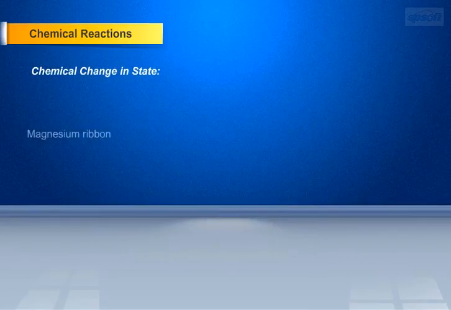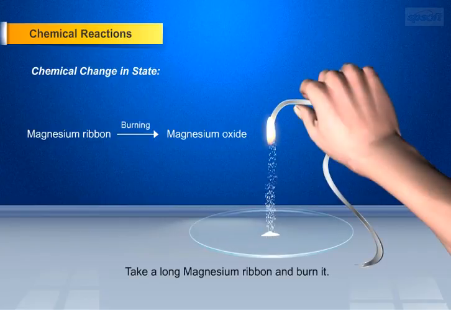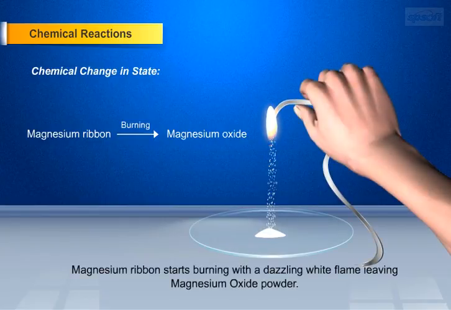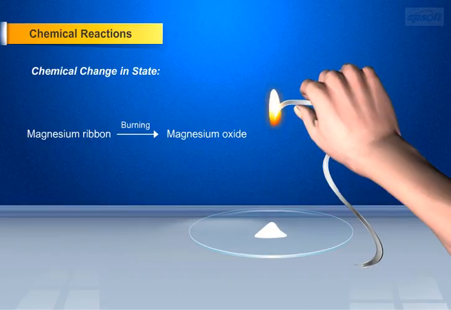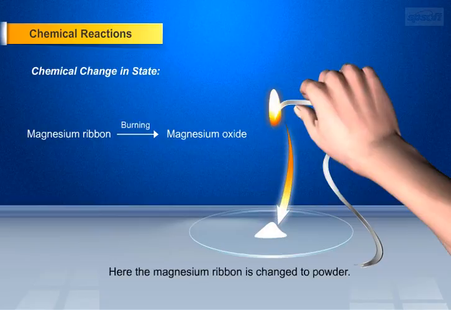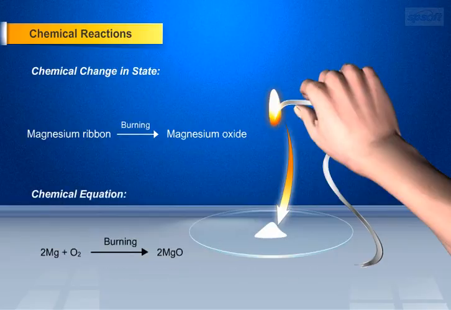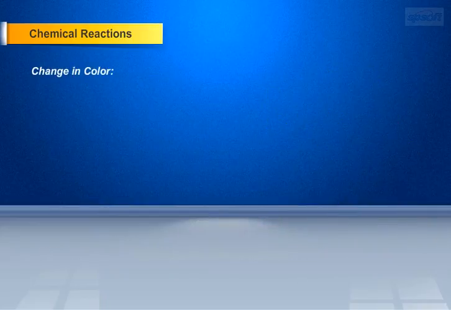Let us do an experiment for chemical change in state by burning magnesium ribbon, which forms magnesium oxide. Take a long magnesium ribbon and burn it. Magnesium ribbon starts burning with a dazzling white flame, leaving magnesium oxide powder. Here the magnesium ribbon is changed to powder. This reaction can be represented in the form of chemical equation. The word equation is magnesium plus oxygen on burning gives magnesium oxide. The chemical equation is.